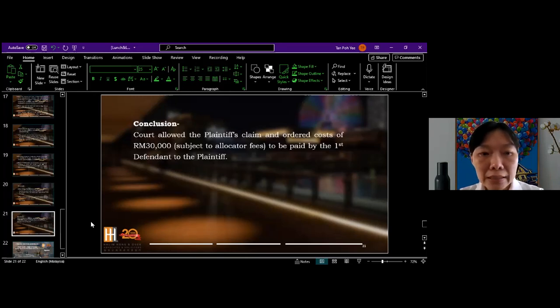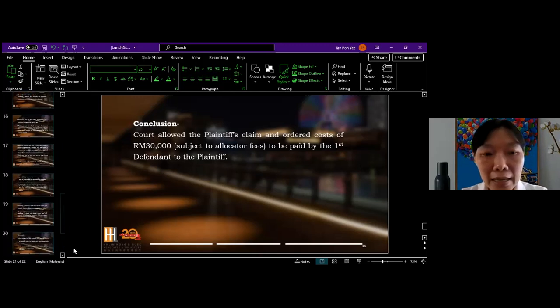So in this case, after hearing the evidence and the submissions from the parties, the court allowed the plaintiff's claim and ordered costs of 30,000 to be paid by the first defendant to the plaintiff. Okay, that's the facts of this case.